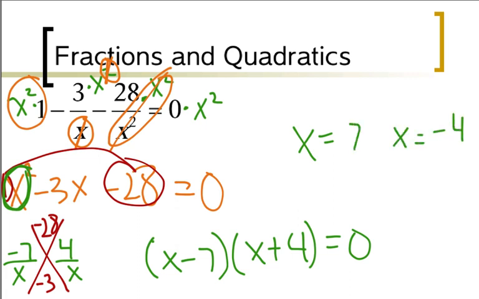And that's because you can set each one equal to 0, x minus 7 equals 0, and x plus 4 equals 0, and then you just, of course, subtract the 4 and add the 7 to get these two answers.